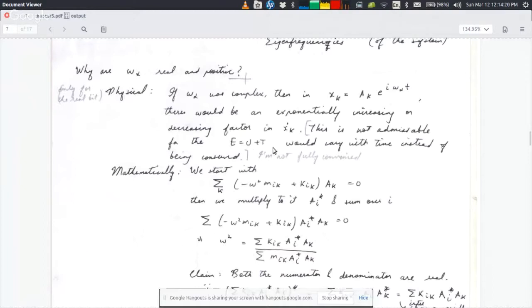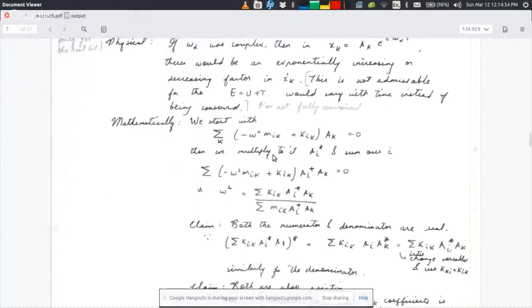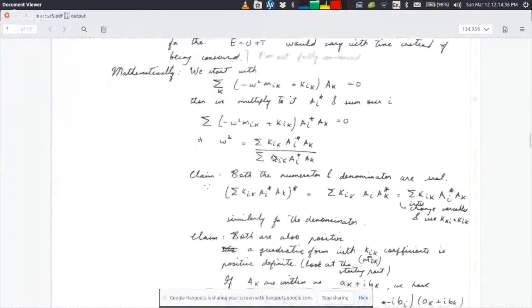Earlier, U and T would have implicit time dependencies, and they would somehow balance to keep E constant. If this depended on time, then it would decay exponentially and the energy would not be conserved. Okay, so it's not a very tight argument, but it's the physical intuition. The mathematically tight argument is as follows.